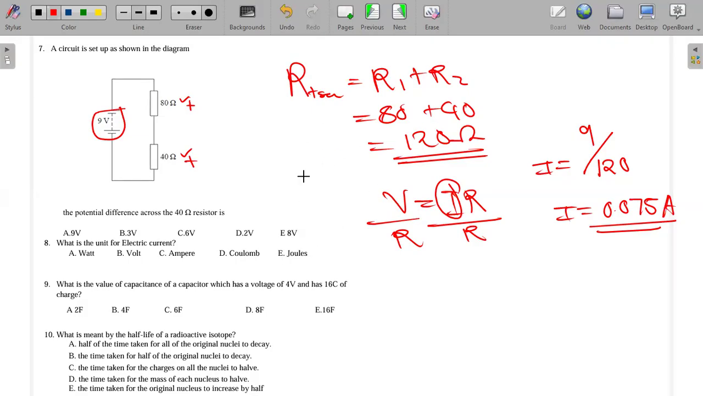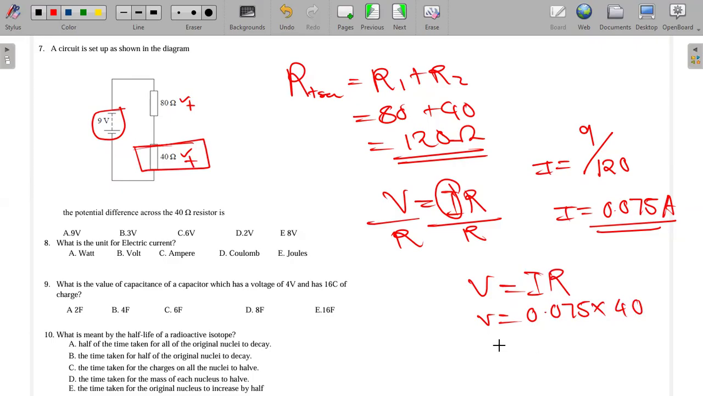Now, we can use Ohm's law again. Voltage is equal to current multiplied by resistance, to find the voltage of each resistor that we have here. They've told us we should calculate this one. So the voltage here will be equal to the current, which is 0.075, multiplied by the resistance, which is 40. As simple as that. That means the voltage passing through this resistor is going to be equal to 3 volts. So these are the steps that we're supposed to follow. That means our correct answer in this particular case is option B.